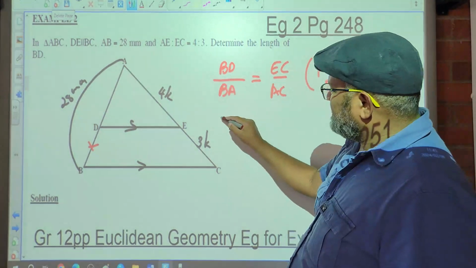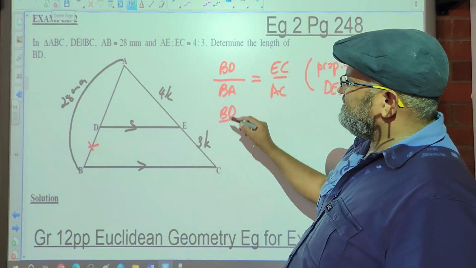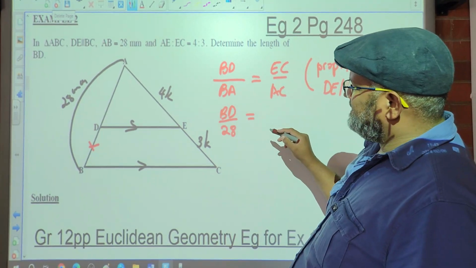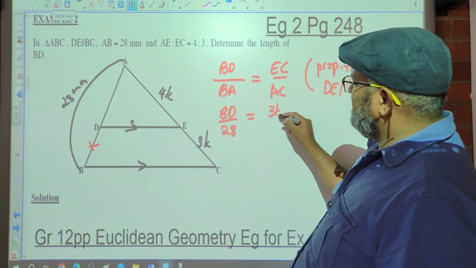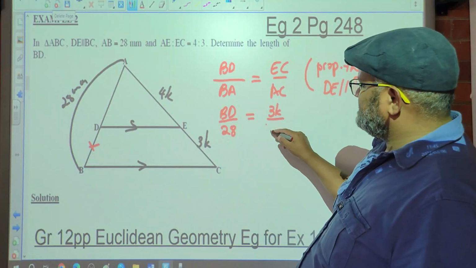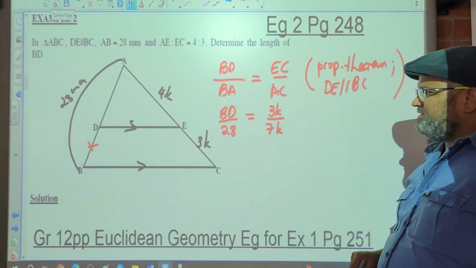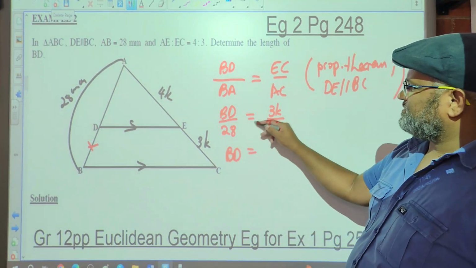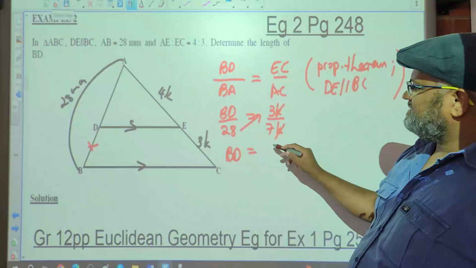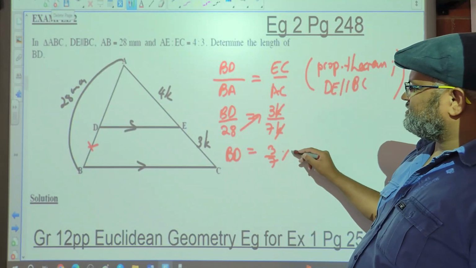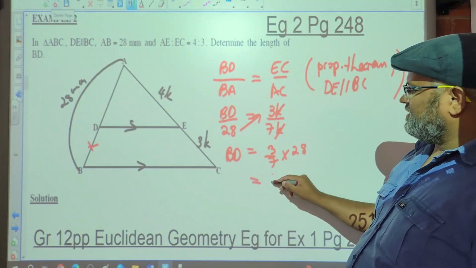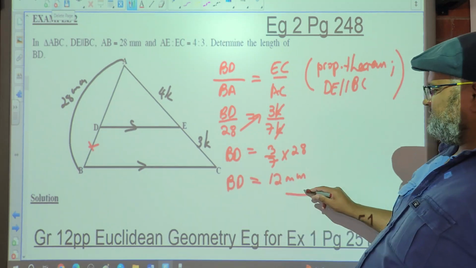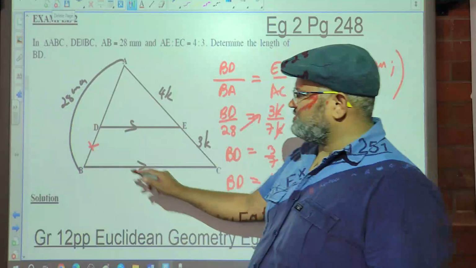So what is BD? That's what I'm calculating, over BA, which is 28, is equal to EC, which is 3k, over 7k. The idea is to make BD the subject of the formula. Cross multiply, so k's cancel. So it's 3 over 7 multiplied by 28 over 1. Gives you an answer of 12 millimeters. Okay, so this is 12.